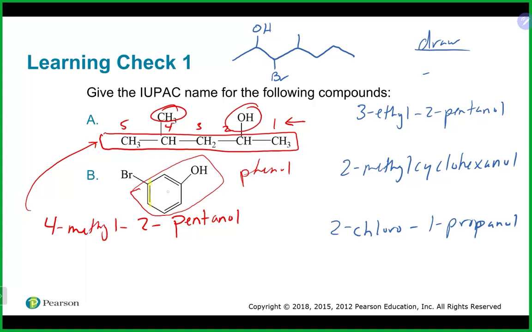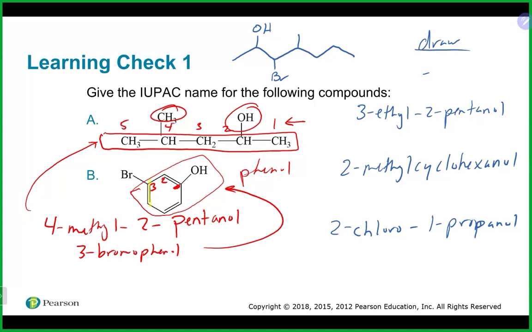That means this carbon here does need to be carbon number 1. And I think going counterclockwise there will give our bromine the smaller number. We could go the other way, but that will give it a larger number. So this is going to be something like 3-bromophenol in this case. Any questions on that one there?